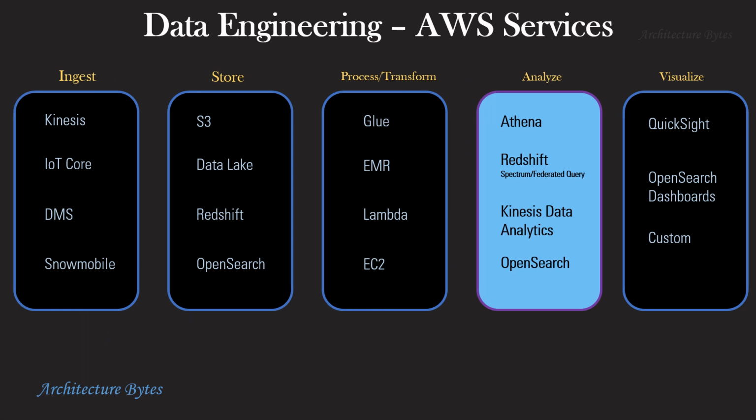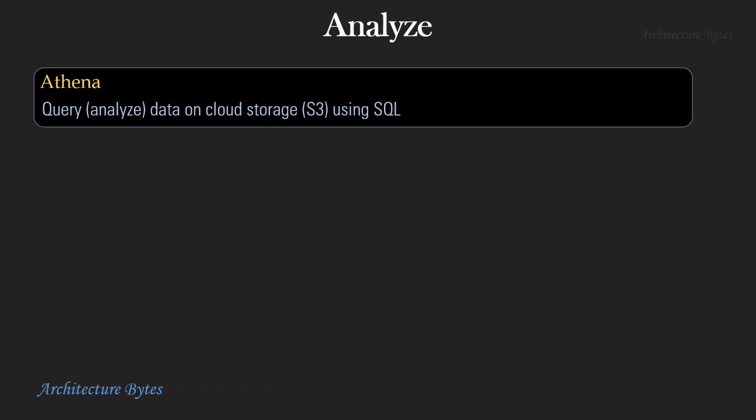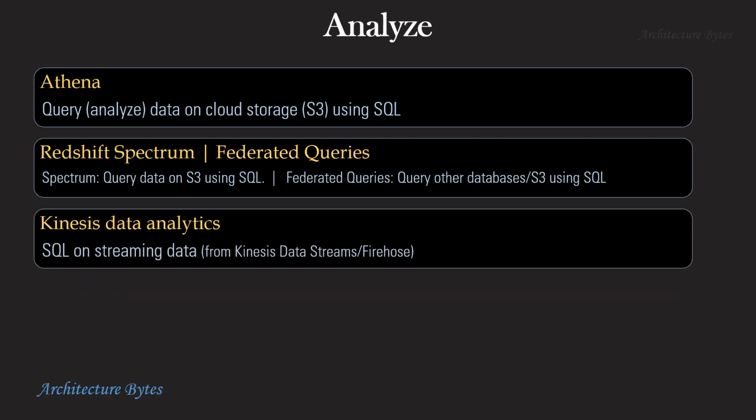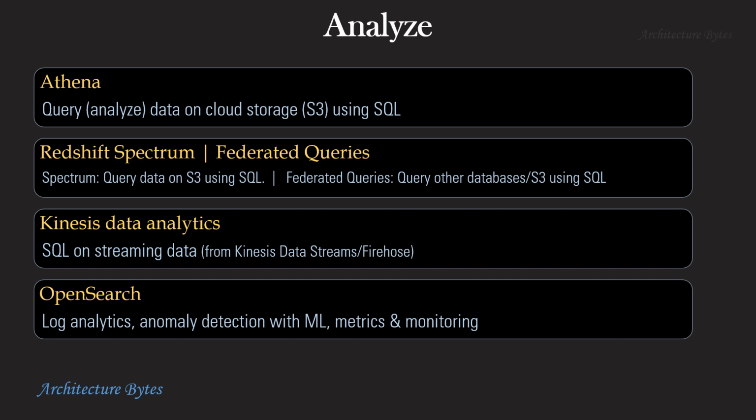Analyze. Athena is a serverless analytics service which can query petabytes of data on S3 using SQL. Redshift Spectrum can be used for fast, complex analysis of data on S3 using SQL. Federated queries in Redshift can be used to query and analyze data in operational databases, data warehouses, and data lakes using SQL. With Kinesis Data Analytics, you can perform real-time analytics on streaming data using SQL.